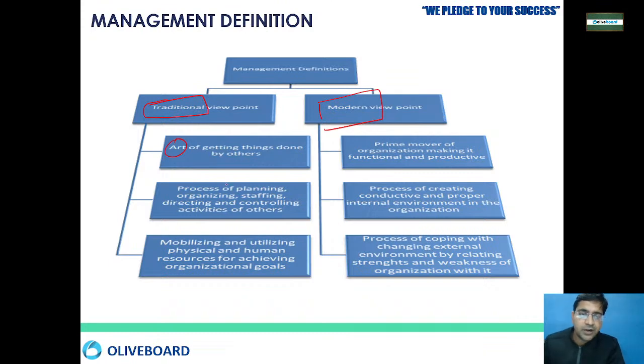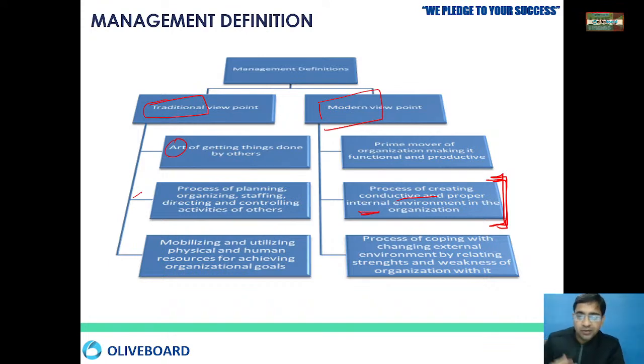Whenever we are talking about the traditional one, it is just planning, organizing, staffing, and so on. Then in the modern view, we are creating a conducive and proper internal environment where people are treated in a better way, because in the earlier traditional view, people were merely treated as machines.